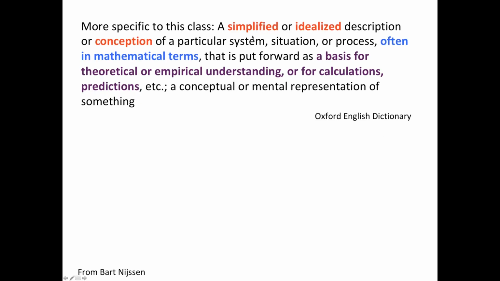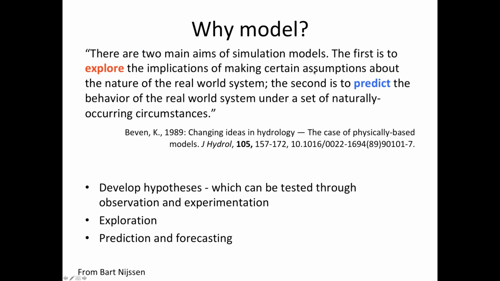More specific to this class, a model is a simplified or idealized description or conception of a particular system, situation, or process, often in mathematical terms, that is put forward as a basis for theoretical or empirical understanding, or for calculations, predictions, etc., a conceptual or mental representation of something, by the Oxford English Dictionary. So again, the things to focus are simplified, idealized conception. We generally are using our model to understand the real world. If our model is as complicated as the real world, we sometimes need a model to understand our model. It's often written in mathematical terms, and we use it for understanding or for calculations or predictions.